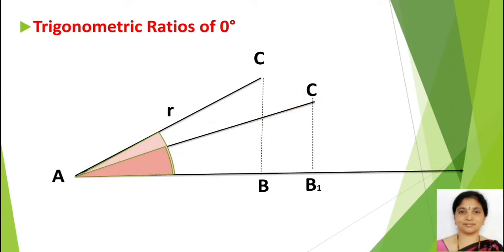So the opposite side BC, when the angle is reduced, the opposite side value is reducing here. Just see, reduced. Okay, and observe the adjacent side. AB length is increasing. That means the adjacent side is increasing and the opposite side is decreasing when the angle is decreasing.